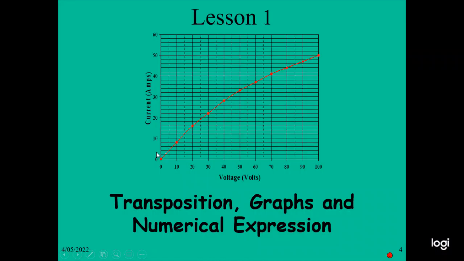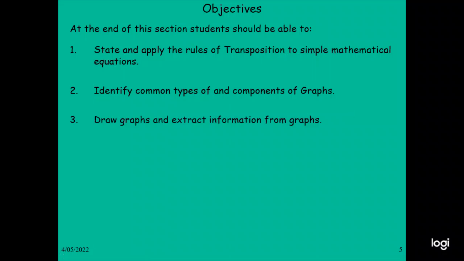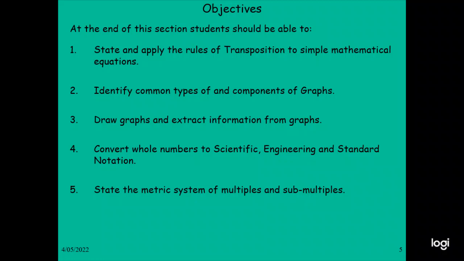For example, when the voltage increases, the current increases, and the graph can be drawn like this. So this is for the graph and the numerical expression. The objective is that we have to apply the rule of transposition to simple mathematical equations, identify the common types of component graphs, draw the graphs and extract information from the graph, convert whole numbers to scientific, engineering and standard notation, state the metric system of multiples and sub-multiples, and convert numbers between the conventional numbering systems.